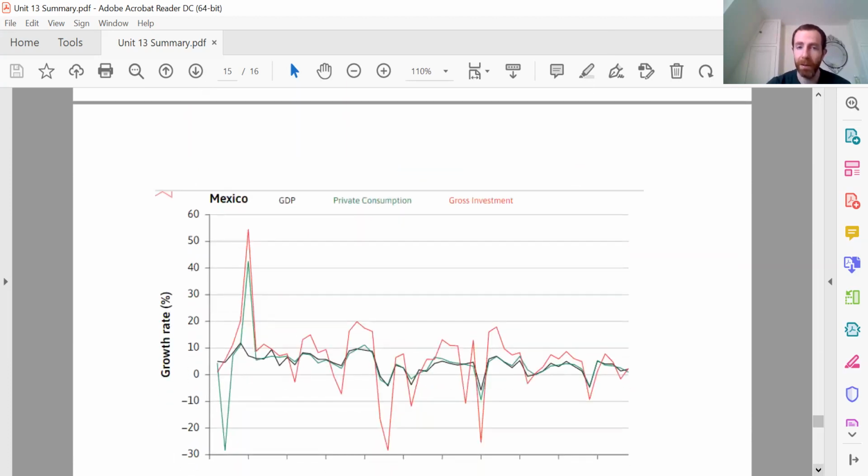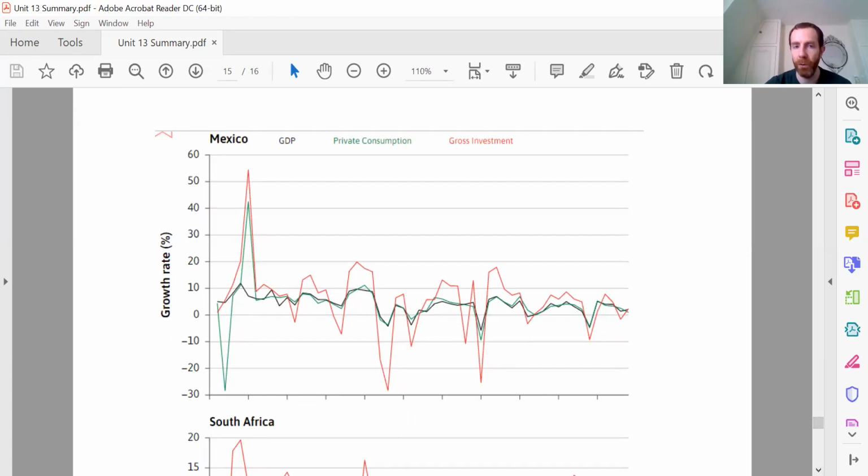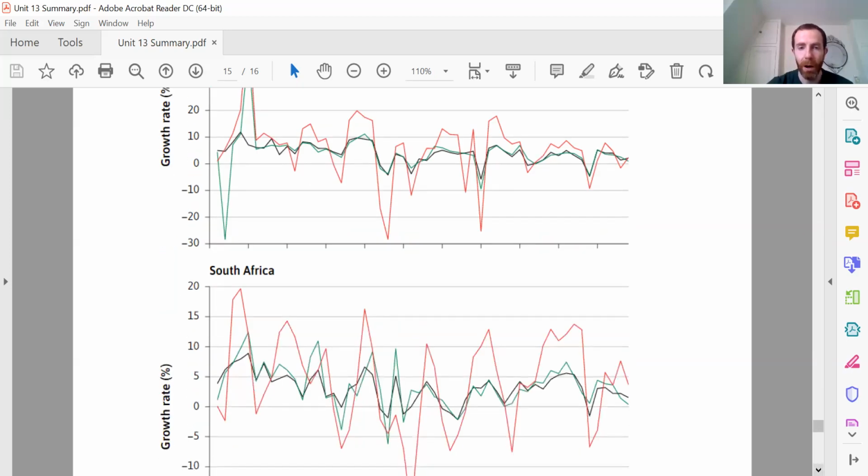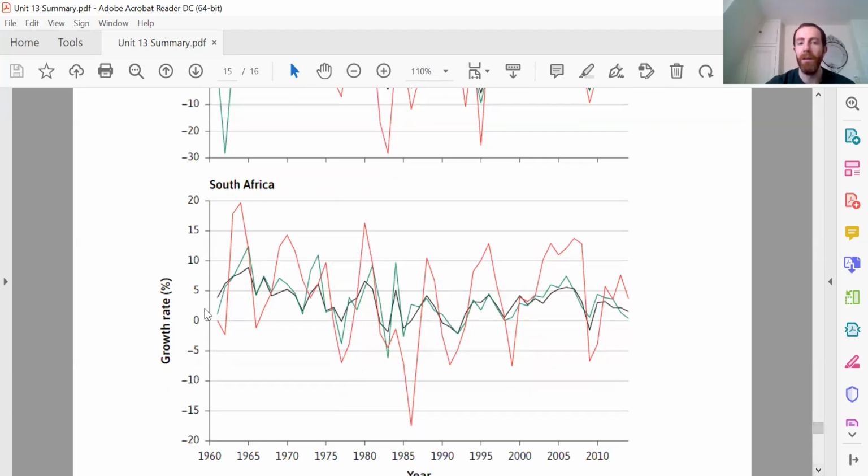However, there's a couple of nice examples of where this is maybe not so true. So if we look at Mexico, here you can actually see in some places there is quite a lot of consumption smoothing, right? The green line, the private consumption line, is following the GDP quite closely. Here, though, you see a period where really not a lot of consumption smoothing is going on. And again, we see the pattern of really volatile investment. And South Africa, another example where, again, you see really volatile investment. And then when it comes to the consumption, the green line, you see there are attempts to smooth, but actually it is a bit volatile as well.